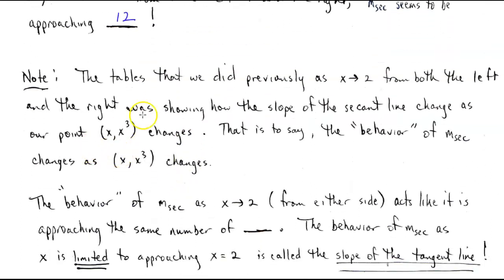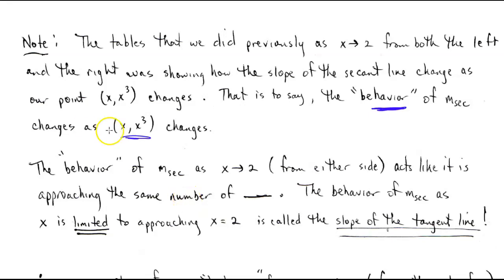Now note the tables that we did previously as x approaches 2 from both the left and the right was showing that the slope of the secant line changes as our point x cubed changes, okay? That is to say the behavior of the slope of the secant line changes as this changes.